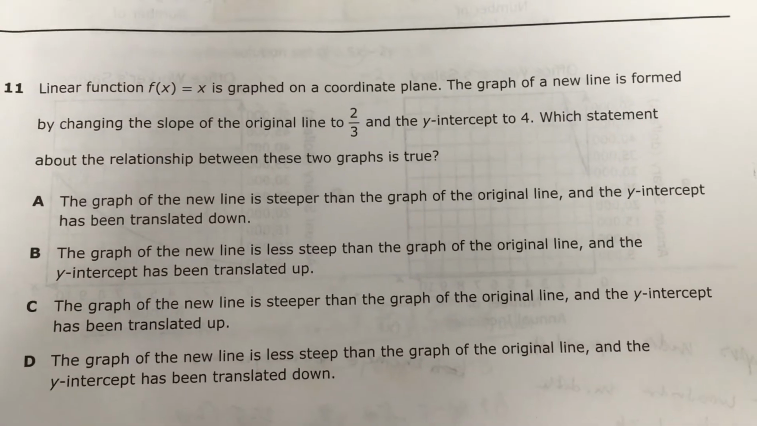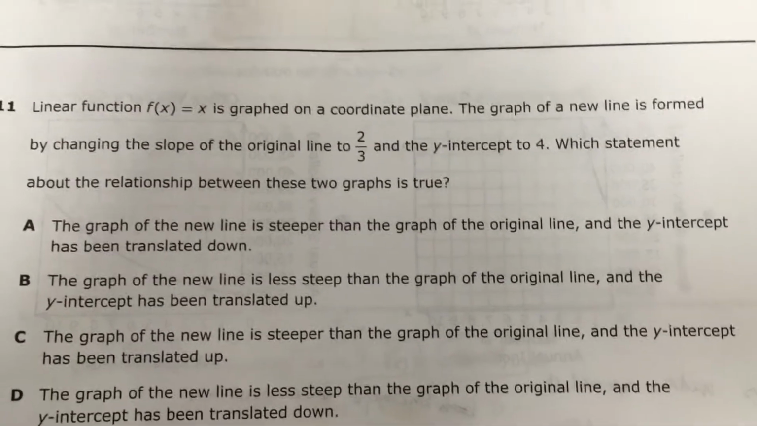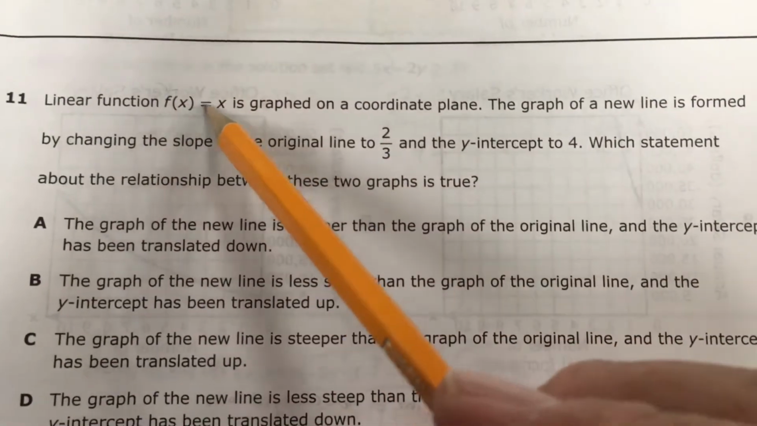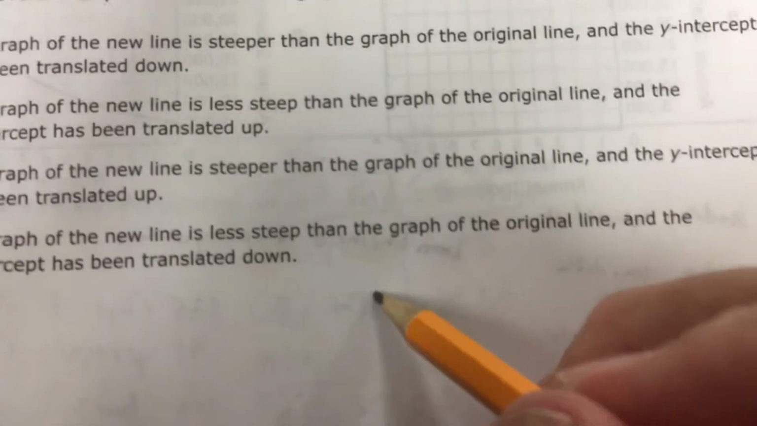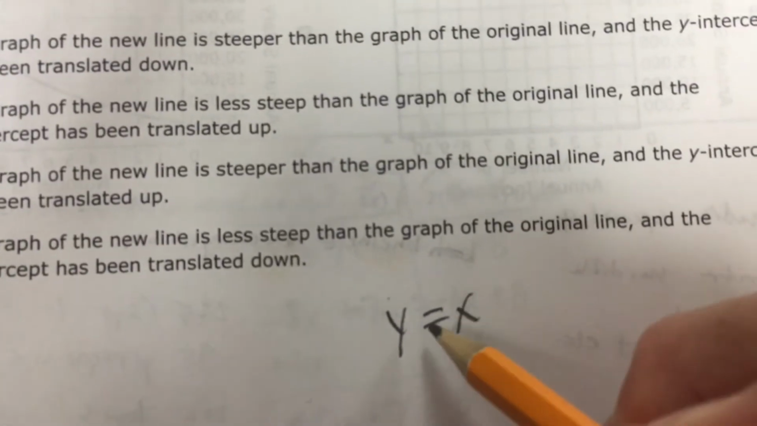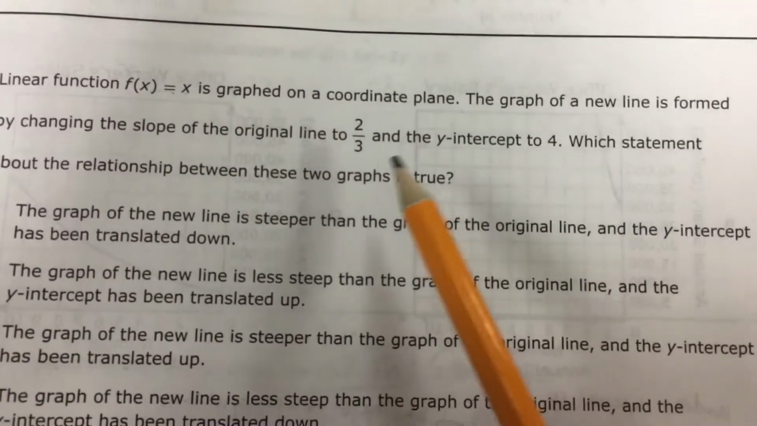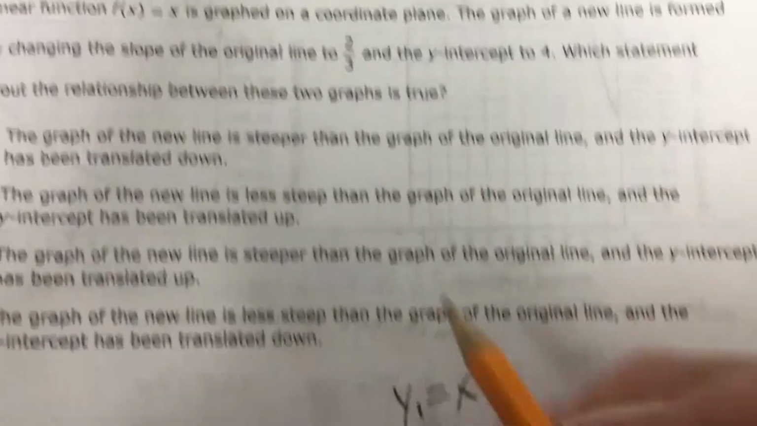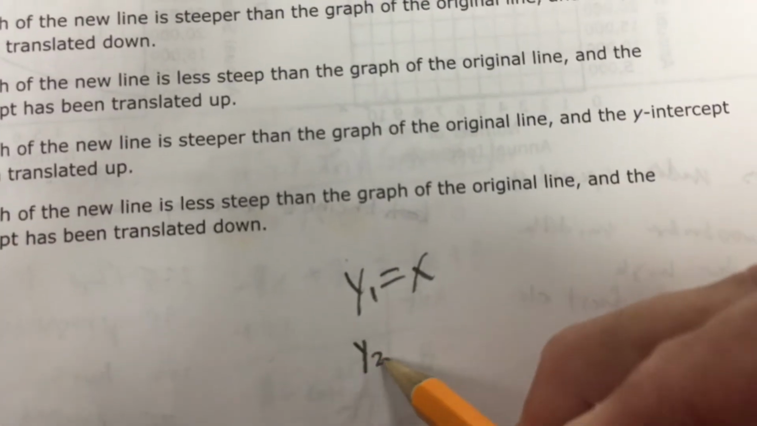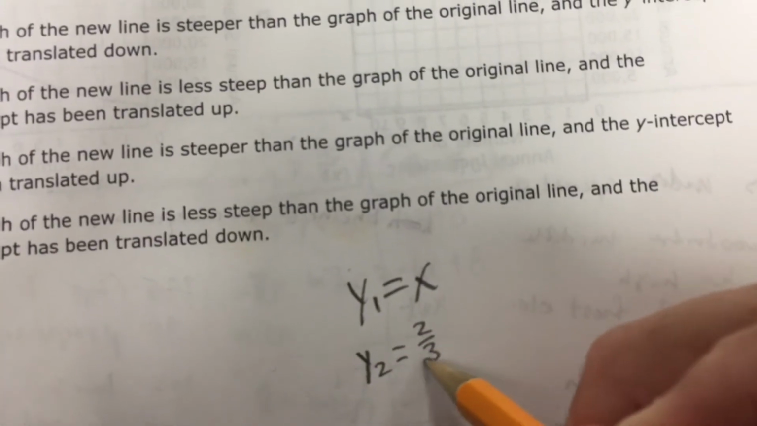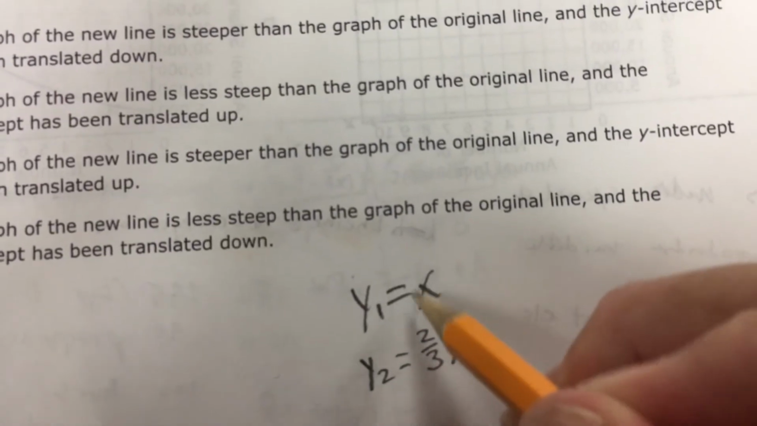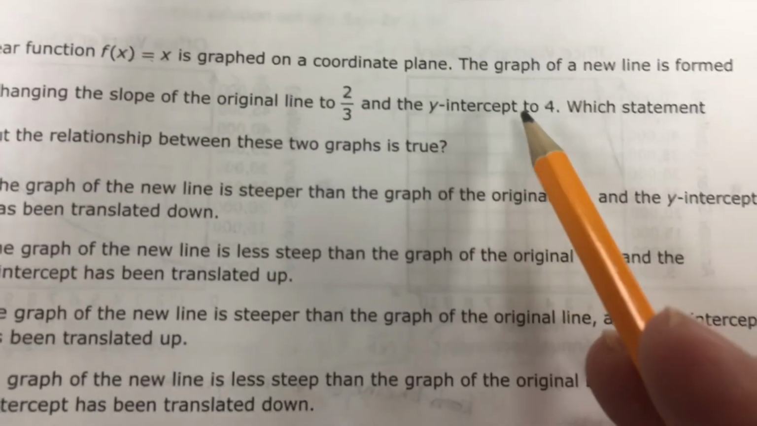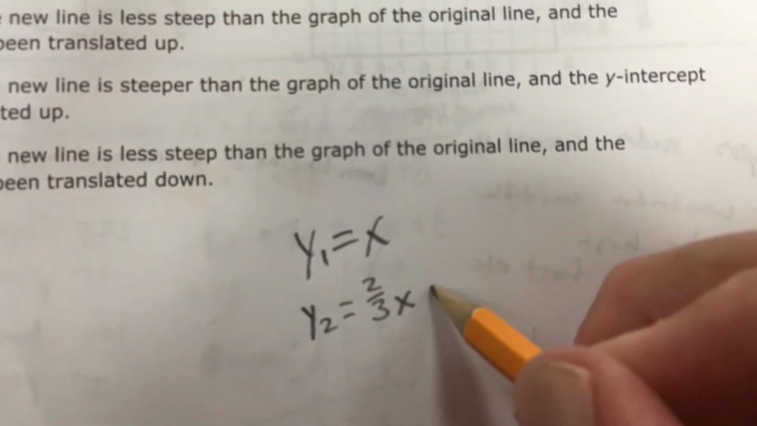So the best way to attack this problem would be to graph both of them in the calculator and compare them. So we know that the first line is f of x equals x. So that's the same thing as y equals x. So that's what I'm going to put in y1. The second one is that the slope is changed to 2/3. So in y2, I'm going to put 2/3 x because the slope of the first one is just 1. So I'm changing it to 2/3 like the problem says. And the y-intercept is 4. That means I'm going to add 4 to 2/3 x.